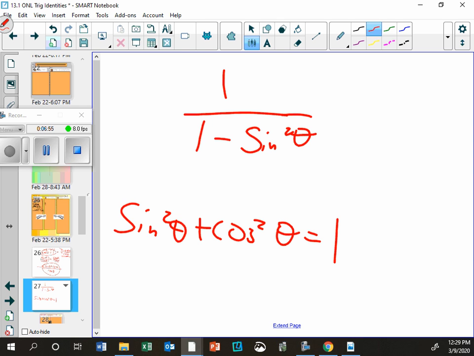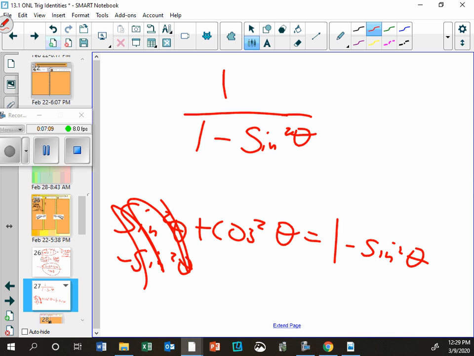Yes, that's the fact about it. Can you rearrange that? What do we subtract from both sides? Yes. And then, look at that. It's a new fact that's usable.